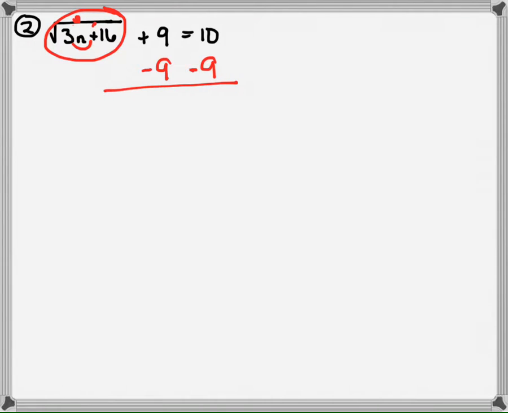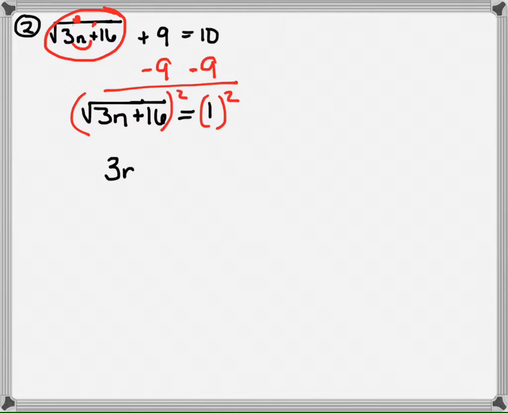And that's going to give us the square root of 3n plus 16 is equal to 1. Now my square root is by itself, so the next step is to square both sides. And so 3n plus 16 is equal to 1 squared, which is 1. Because when you square a square root, it takes the square root away and just gives you what's inside. Now, we need to solve for n. So just like we would normally solve an equation, subtract 16.